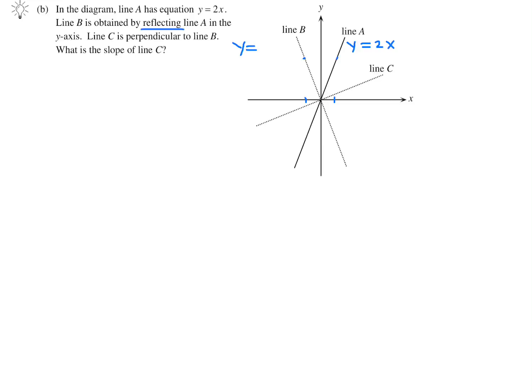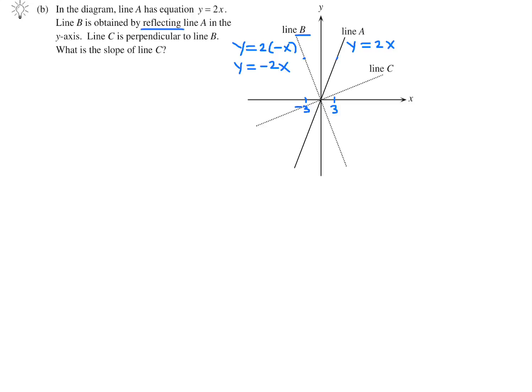side, the same length, same distance. So for example, if this was 3, this would be minus 3. Okay, that's what it means when you reflect it in the y-axis. So instead of putting in x, you're going to put in minus x, like that. So the equation of line B is basically y is equal to minus 2x. Okay, and now they want you to figure out the slope of line C.